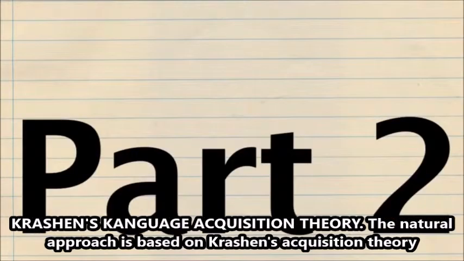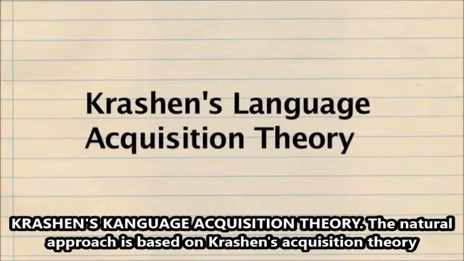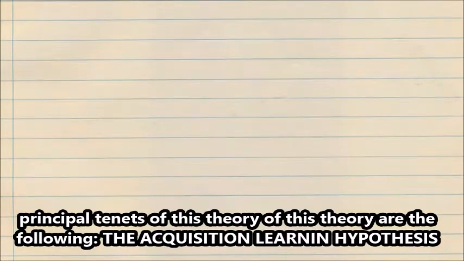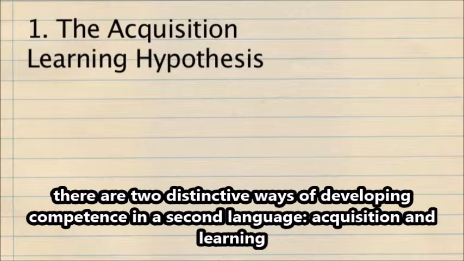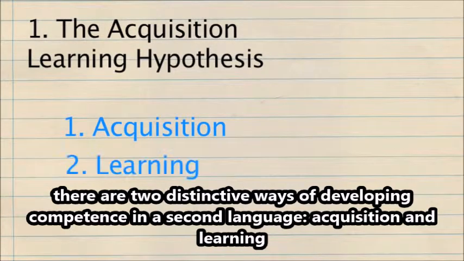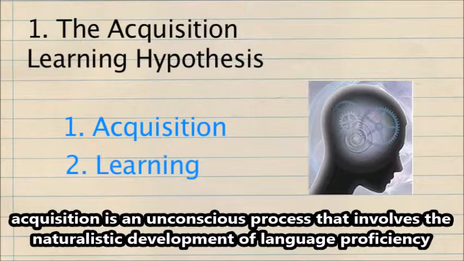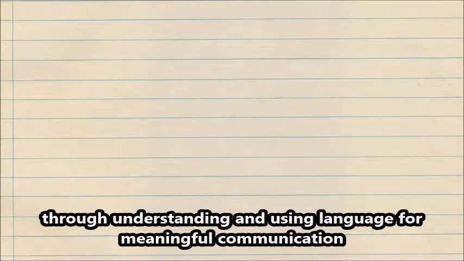Krashen's language acquisition theory. The natural approach is based on Krashen's language acquisition theory. Principal tenets of this theory are the following. The acquisition-learning hypothesis. There are two distinctive ways of developing competence in a second language: acquisition and learning. Acquisition is an unconscious process that involves the naturalistic development of language proficiency through understanding and using language for meaningful communication.